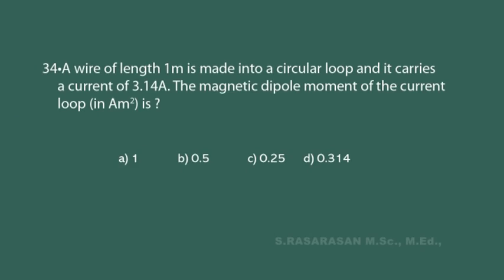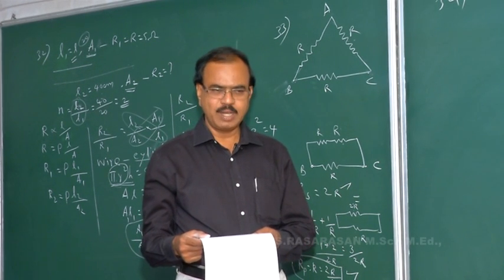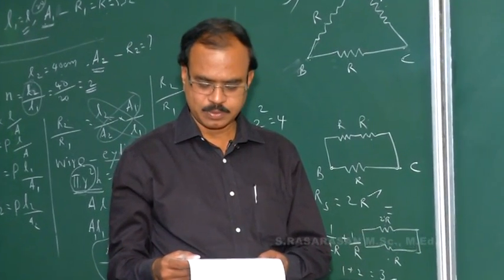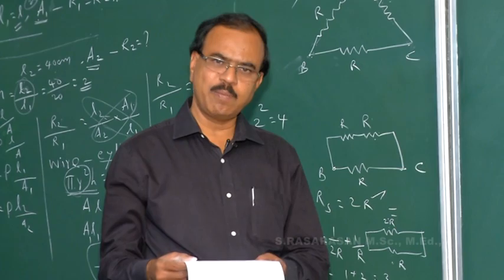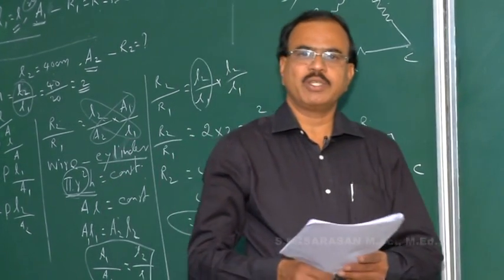A wire of length 1 meter is made into a circular loop and it carries a current of 3.14 ampere. The magnetic dipole moment of the current loop, in the unit ampere meter square, is dash. Let me repeat. A wire of length 1 meter is made into a circular loop and it carries a current of 3.14 ampere. The magnetic dipole moment of the current loop is how much?